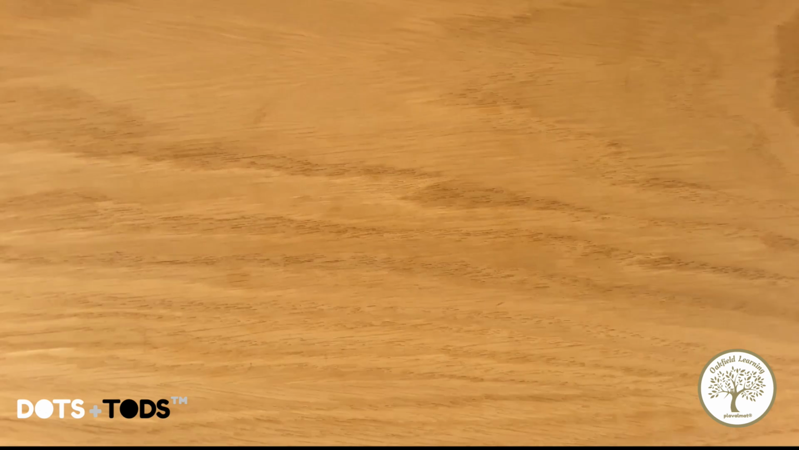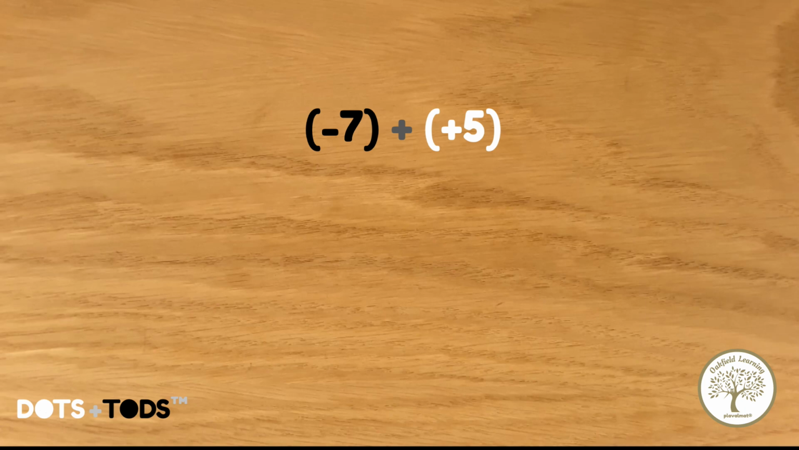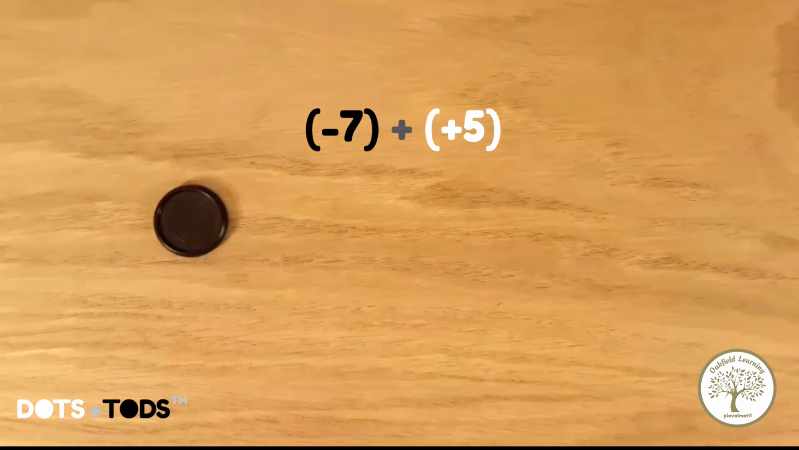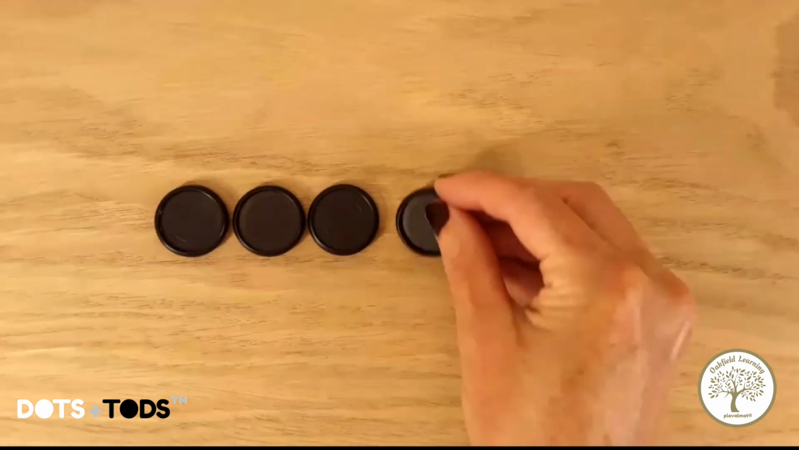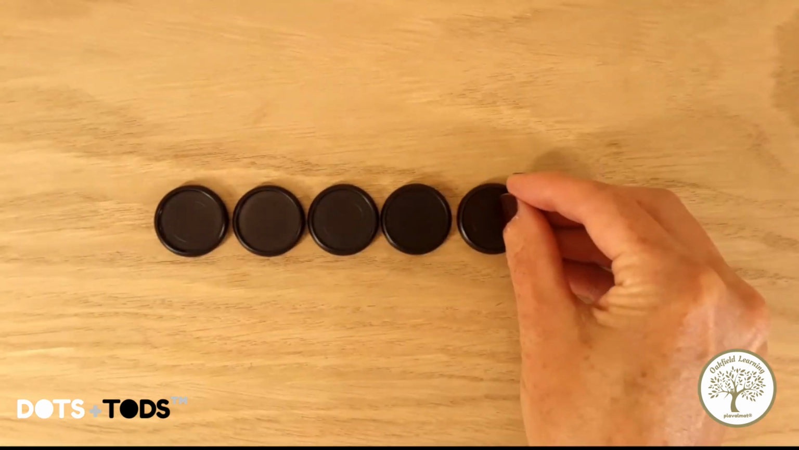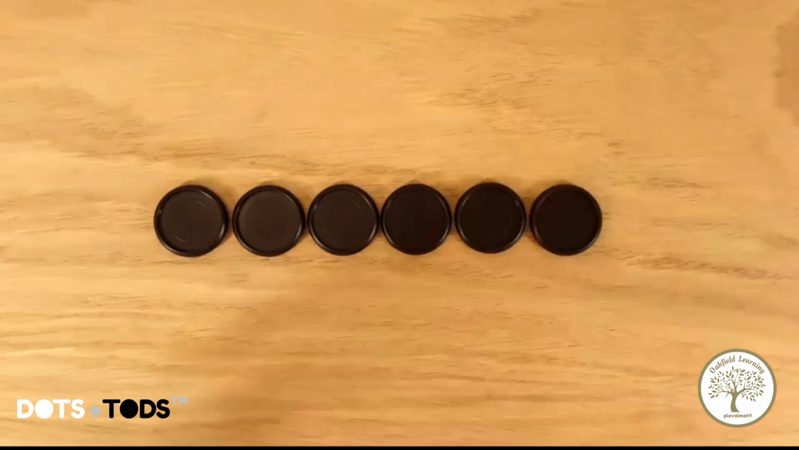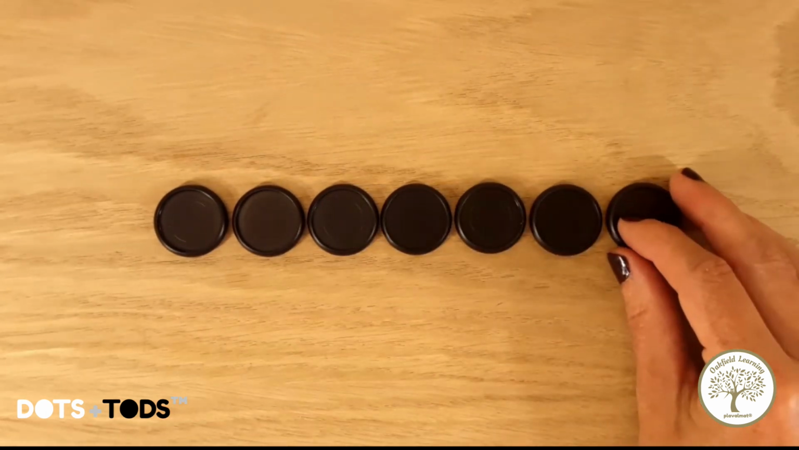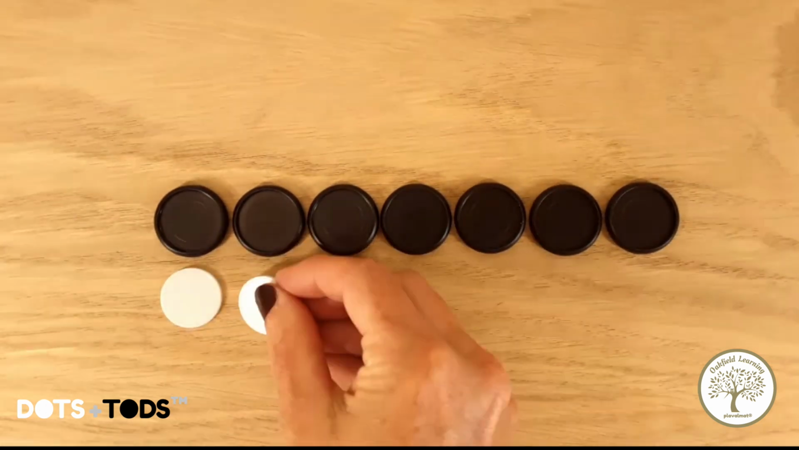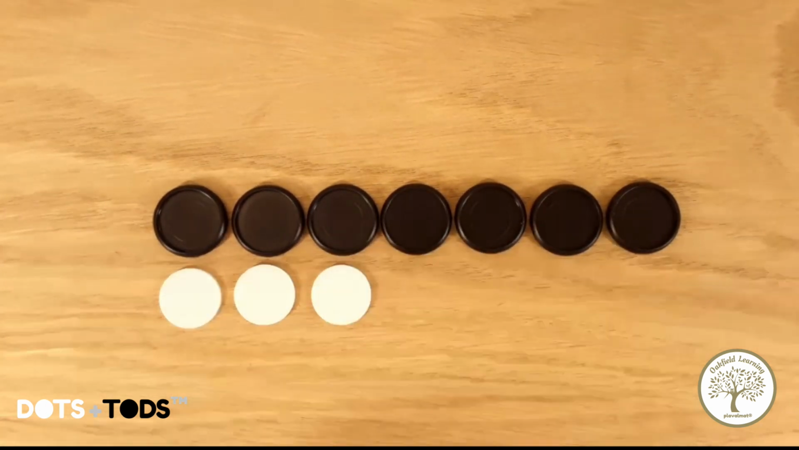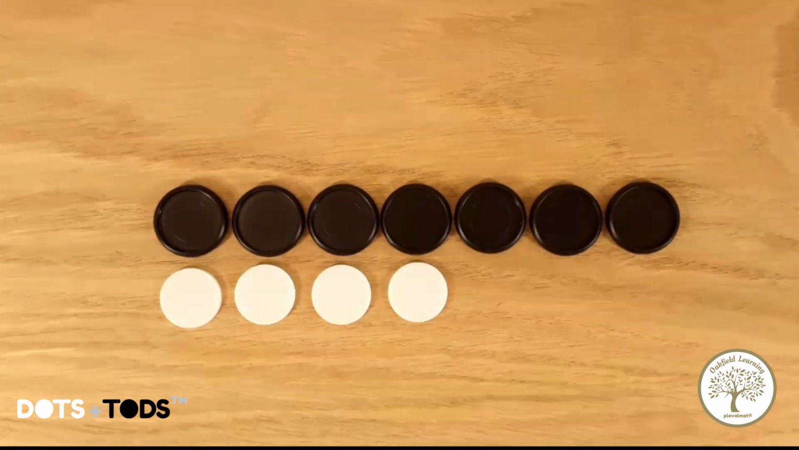Let's look at another example that starts with a negative number and adds a positive number. -7 add +5. You may have already noticed that the answer to this question will result in a number below 0. We're going to represent the value of -7 by using 7 of our black -1 tod counters. Now we need to add the value of +5, so we're going to use 5 of our +1 white dot counters.